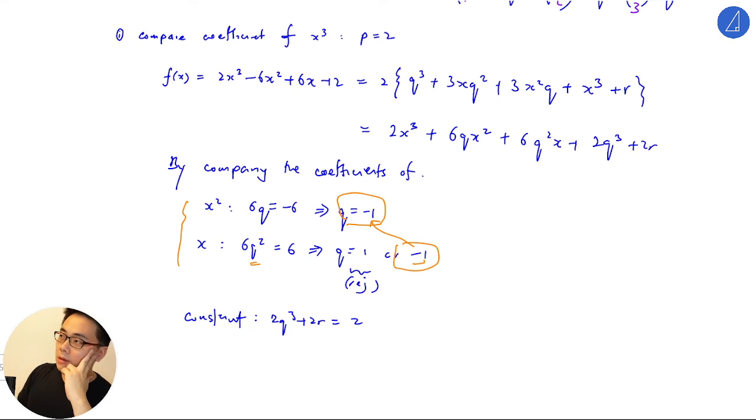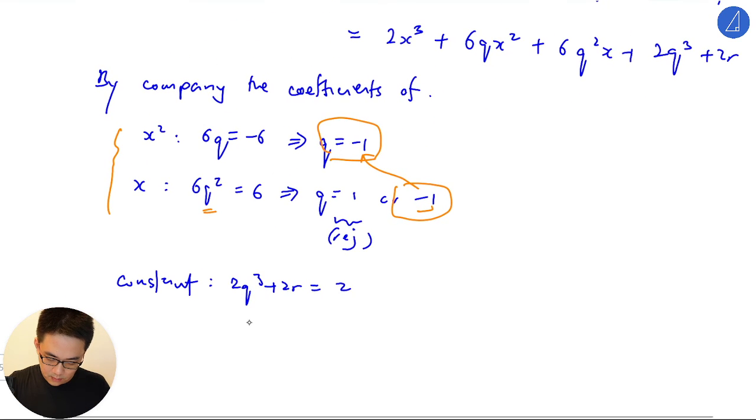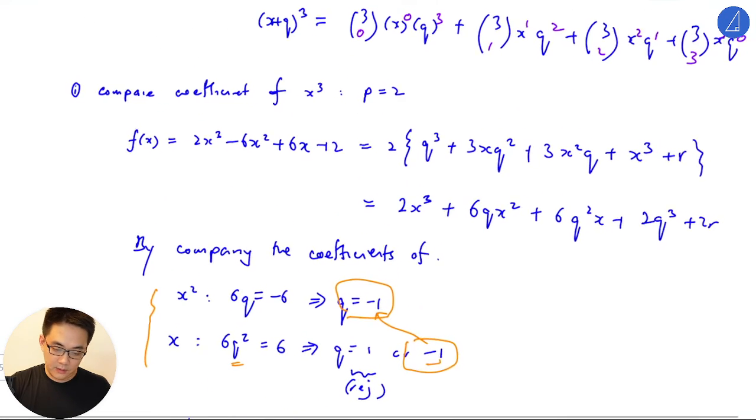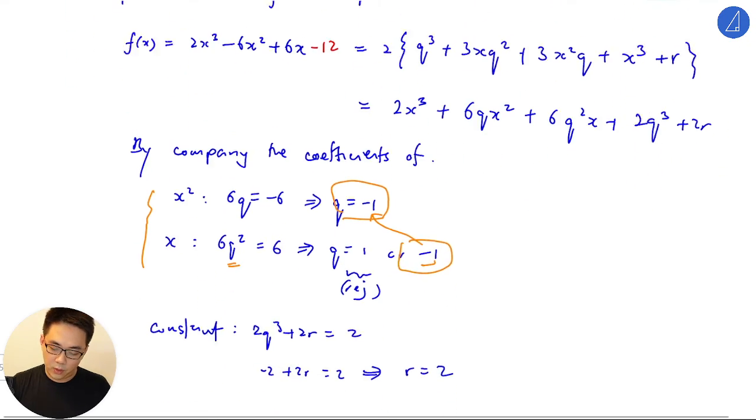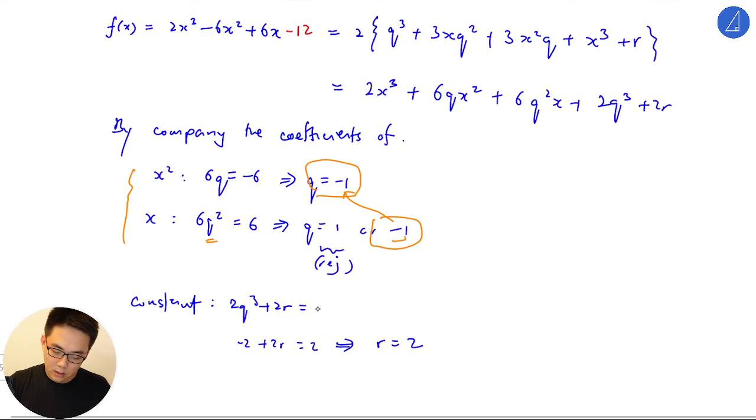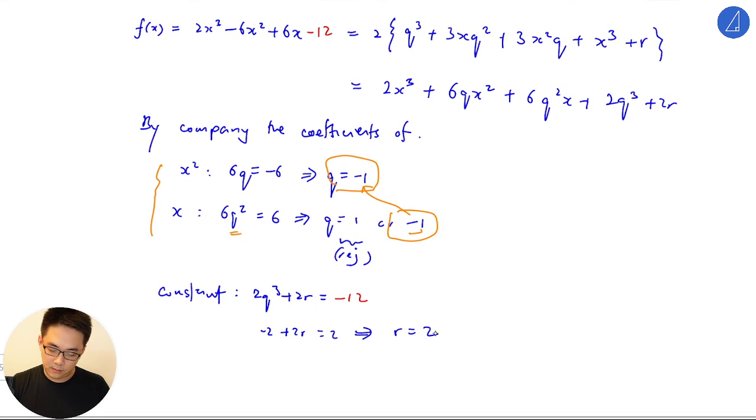So 2q, this will be -2 plus 2r equals 2. Yeah, this is -12. I wrote until too close. So this is -12. So what is the answer? R is what? Yeah, r is minus 5. Great.